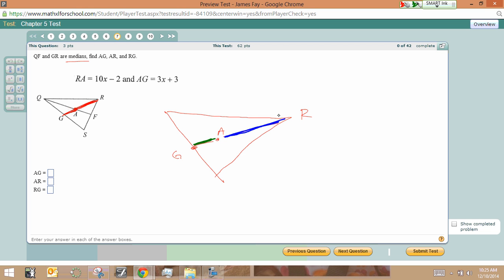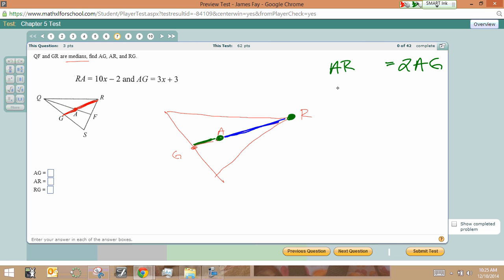Well, that's a part of a median compared to a part of a median. We learned that when I compare a part of a median to a part of a median, the part that goes from the vertex to the centroid, so this blue part, is the longest one. AR is bigger than AG. We want to make these two things equal. We learned that this segment here, AR, is 2 times as big as AG. So 2 AGs will make 1 AR.